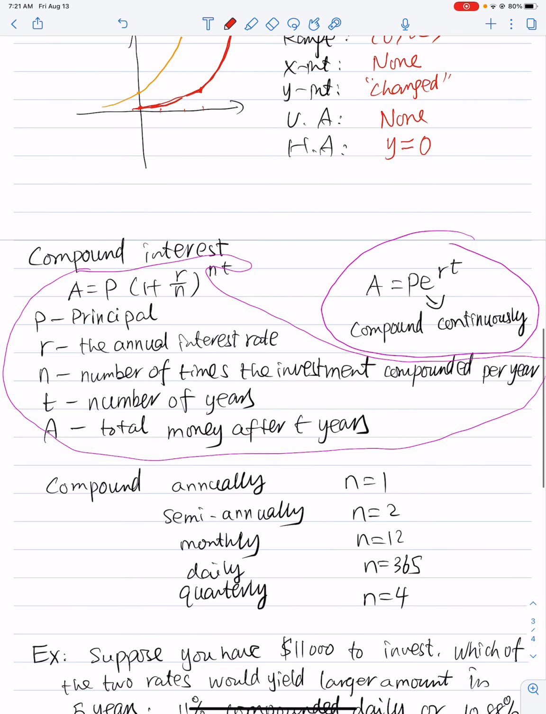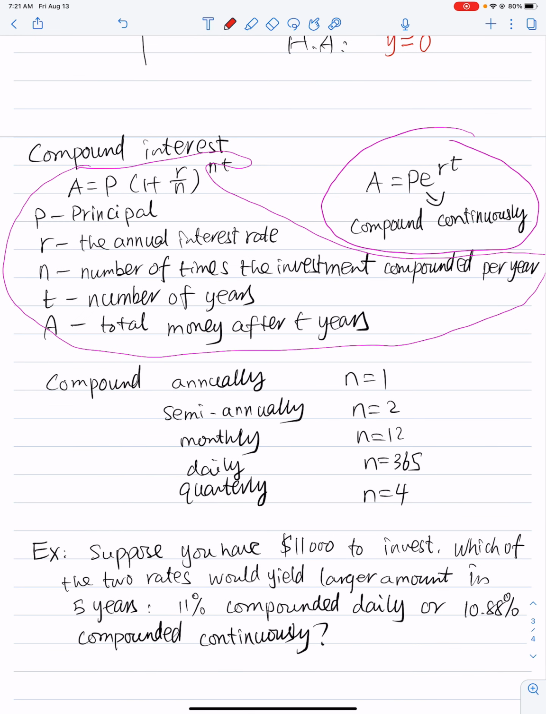Okay, so the next thing we want to talk about is compound interest. So there are two types of compound interest. The first one is you compound a number of times every year. The second is compound continuously. So there are two different formulas.